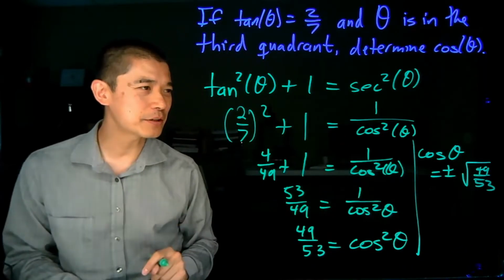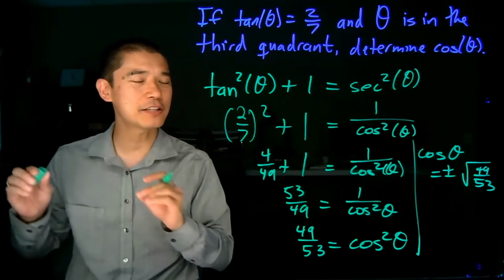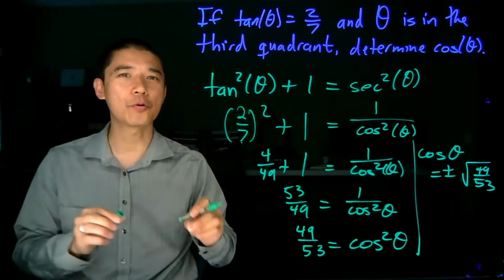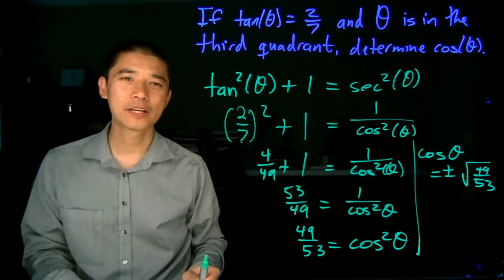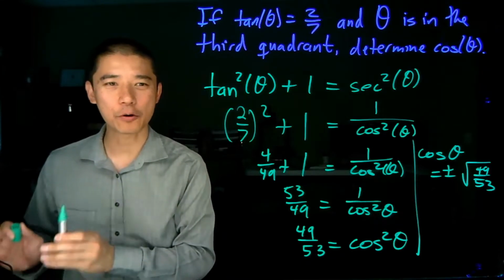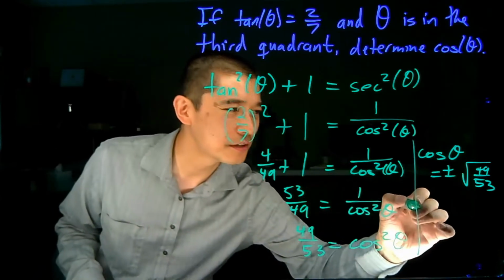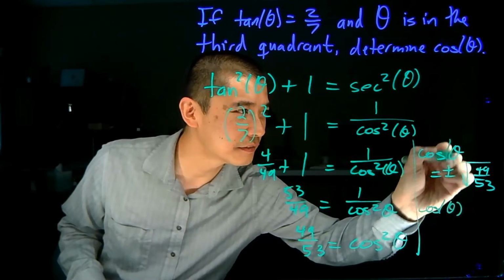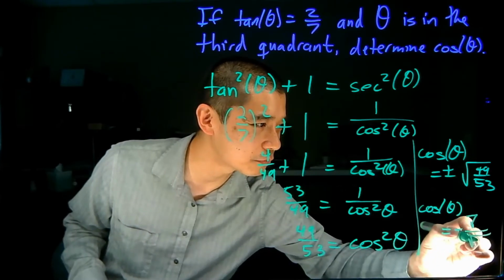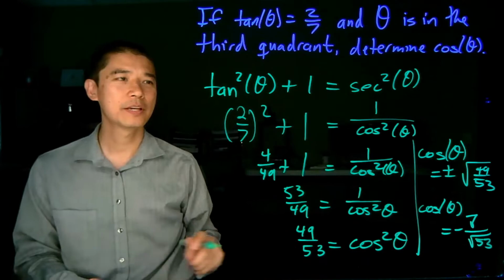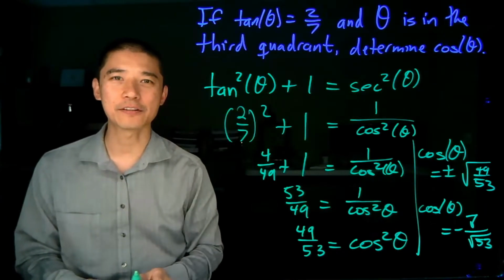Now we have to do the plus or minus here because remember when we take the square root of both sides of the equation, we introduce that and we have to determine whether we want the plus or the minus. And to get that, we have to think about this third quadrant. In the third quadrant, the x coordinate is negative, which means cosine is negative, which means we want the negative sign here. So cosine of theta is equal to negative 7 over the square root of 53. And so this is the algebraic approach to determining the value of cosine theta given the tangent of theta.